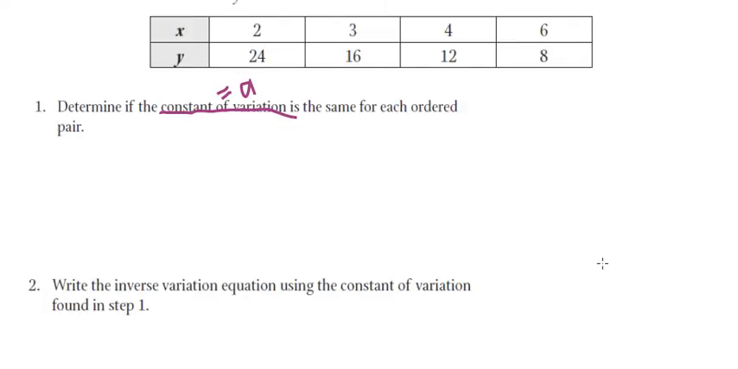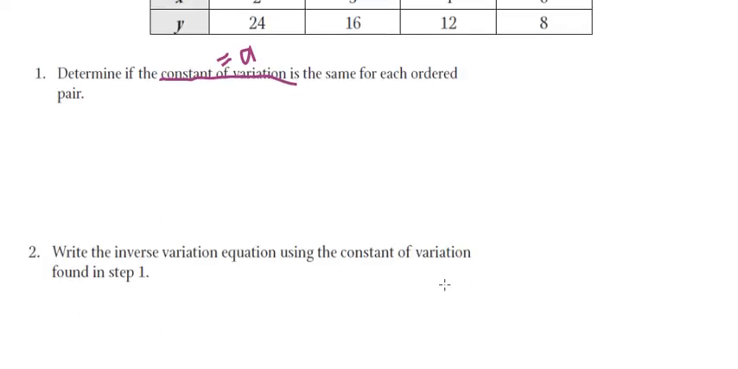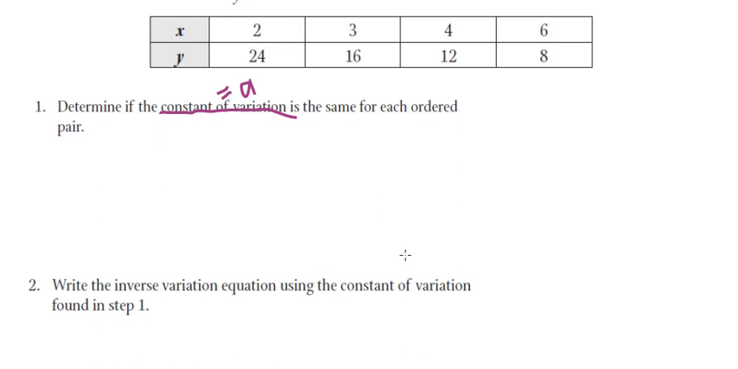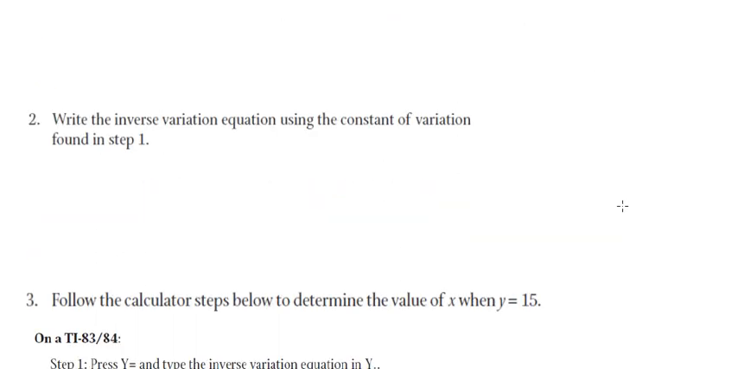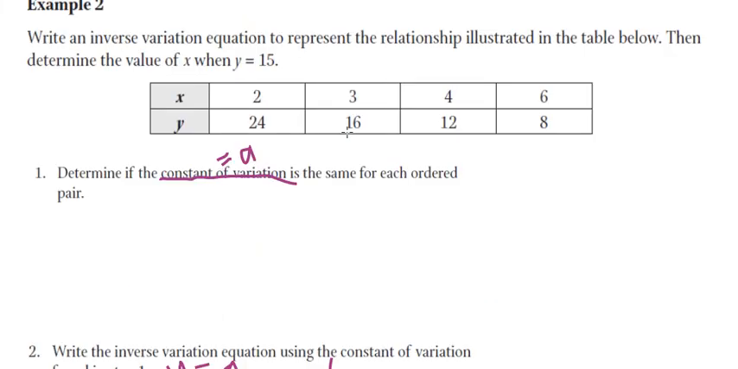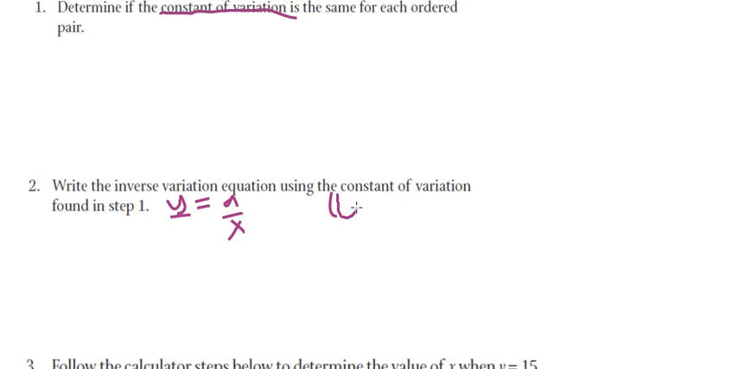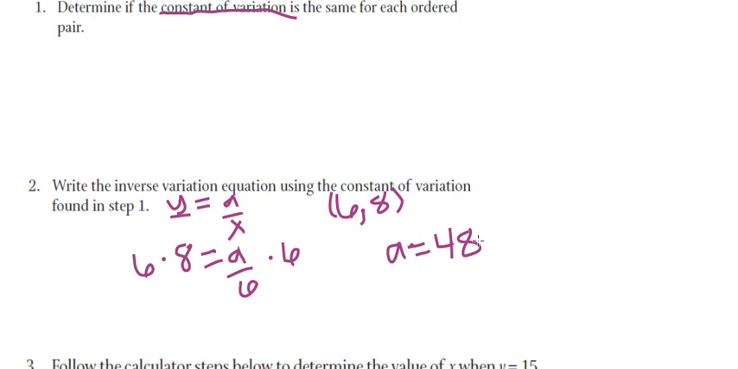So we're good to go there. It asks us to write the inverse variation equation, which I suppose we can do because we know how to do that. We can use any of those ordered pairs that we want to, but we know that y is equal to a over x. So I'm going to use 6 and 8. So that would mean that 8 is equal to a over 6. Well, when I multiply by 6, I get that a is equal to 48.